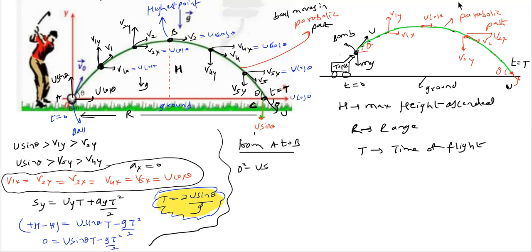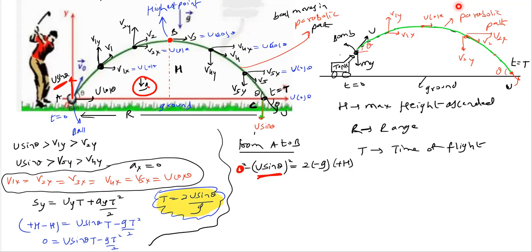0 squared equals u sin theta whole squared, 2 times minus g times plus h. Now you have to ask the question: sir, why are you writing this 0? At point B, what is the vertical component? 0. Okay, fine. Then at point A, what is the vertical component? u sin theta.